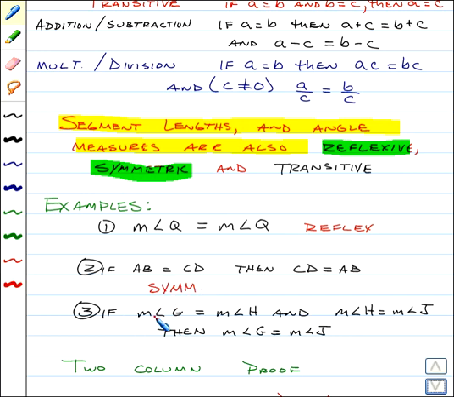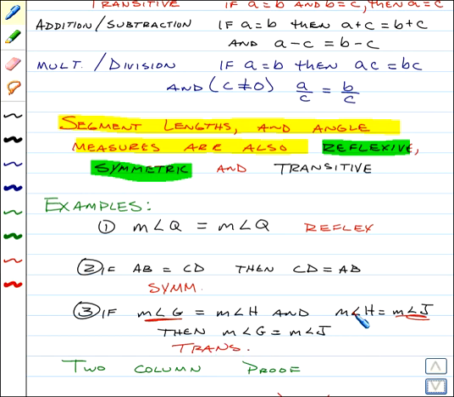And finally, if the measure of angle G equals the measure of angle H, and the measure of angle H equals the measure of angle J, then the measure of angle G has to equal the measure of angle J. That is the transitive property.